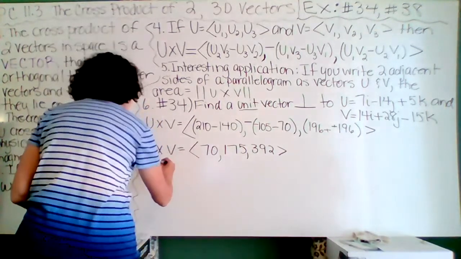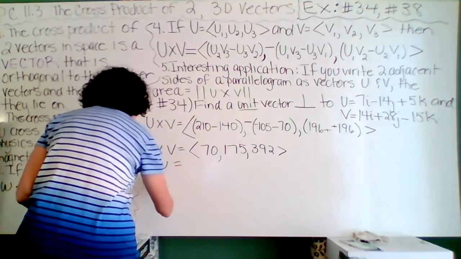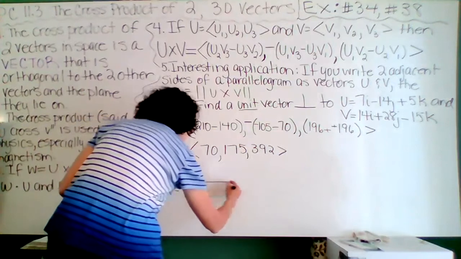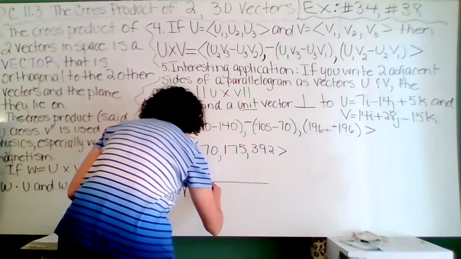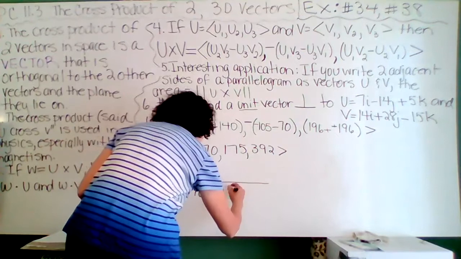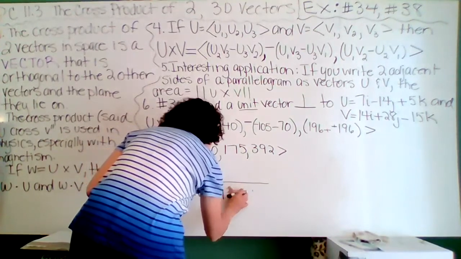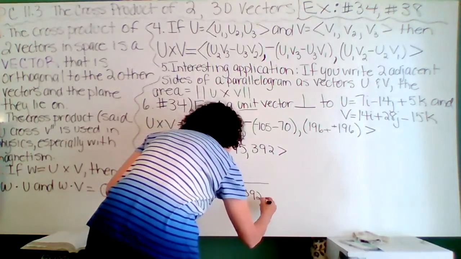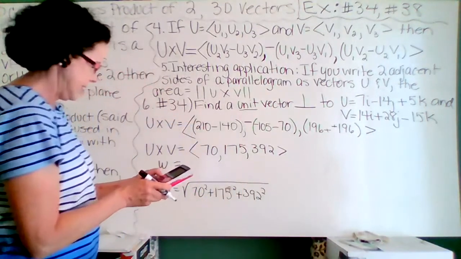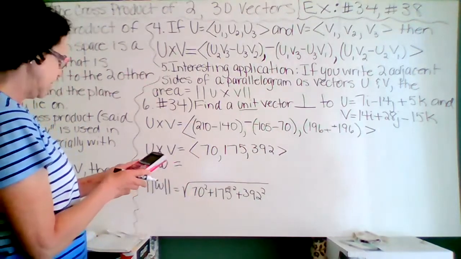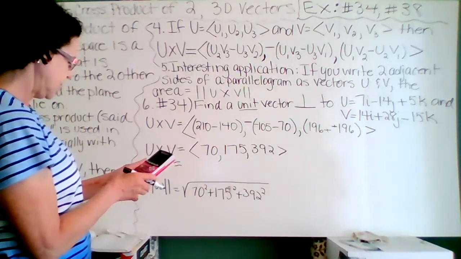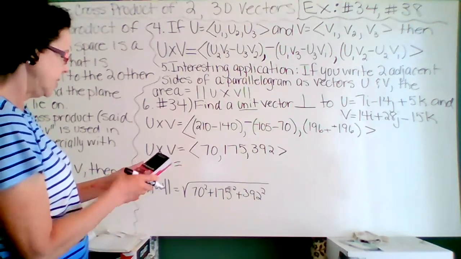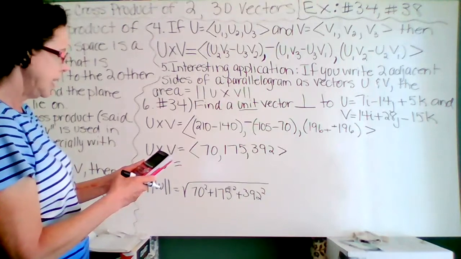Let's call this vector W, and let's find the magnitude. That would be 70 squared plus 175 squared plus 392 squared. Add them up and take the square root.